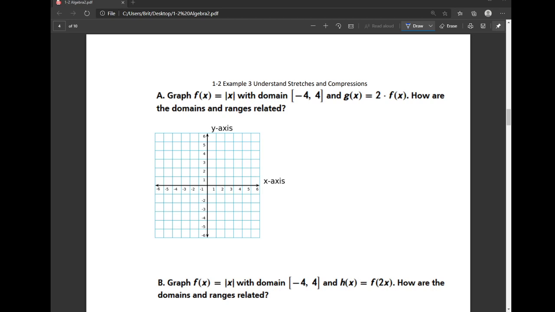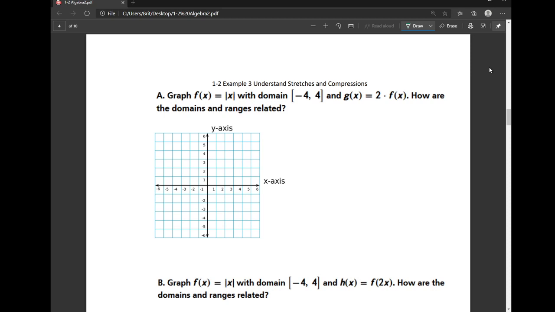So what I want you guys to do is imagine that these graphs are made out of silly putty, and you are grabbing either the top and bottom or the sides of the silly putty, and you are either pulling them really, really tight, that's a stretch, or you're kind of mashing them in together, and that would be a compression. Okay, so those are my definitions.